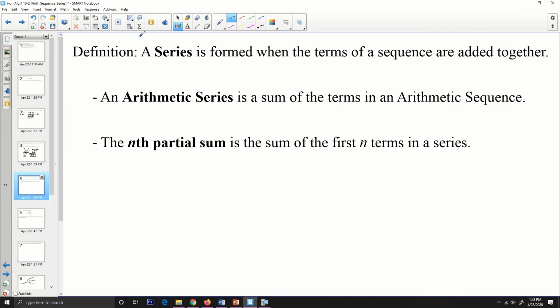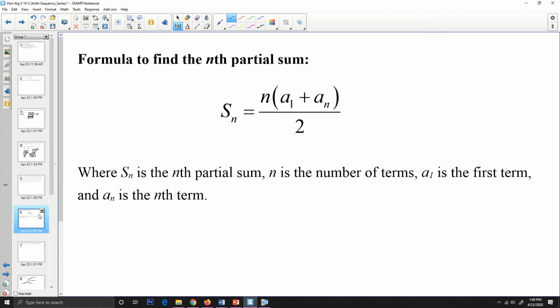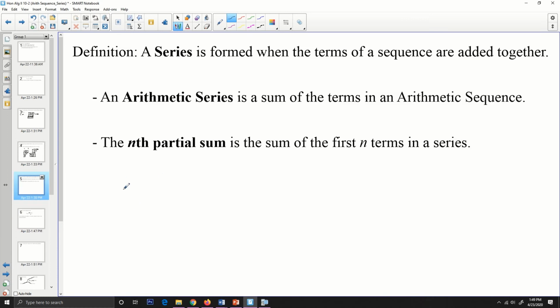All right, a series. A series is formed when the terms of a sequence are added together. So an arithmetic series is the sum of the terms in an arithmetic sequence. The nth partial sum is the sum of the first n terms in a series. So let's take a look at a series. Let's go 1 plus 3 plus 5 plus 7 plus 9 plus 11.